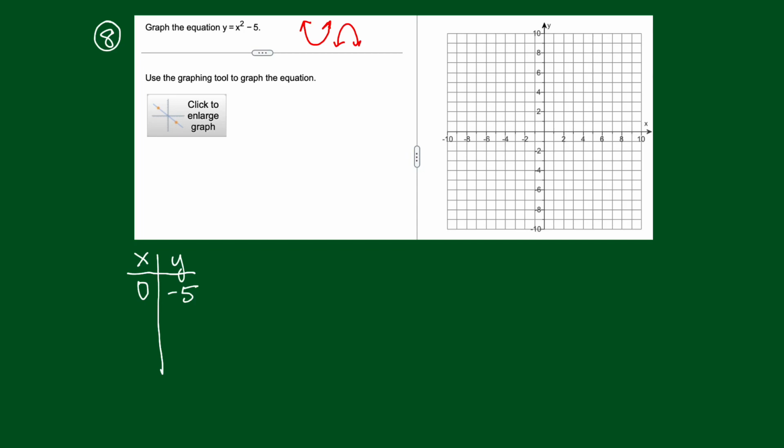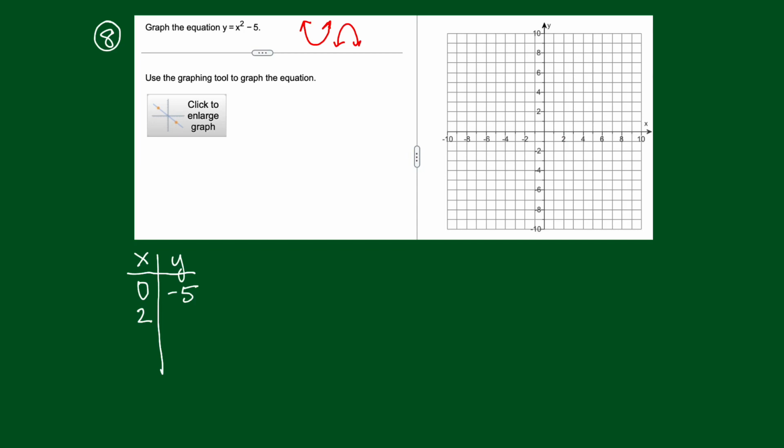Now, I'm going to put in a value like 2. 1 is okay. You can put in 1. But if you put in 1 over here on the graph, it starts to get a little close, and maybe it's hard to plot those points. I'll put in a 2. I'm going to get a little farther away from that 0.